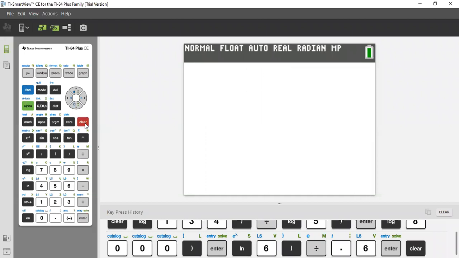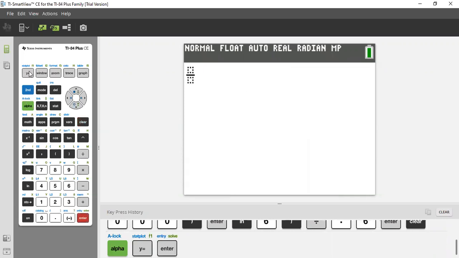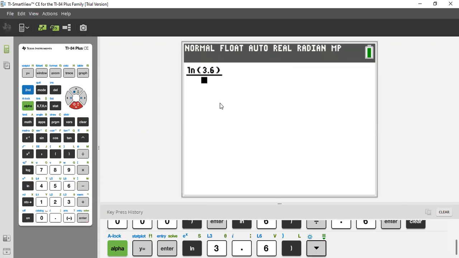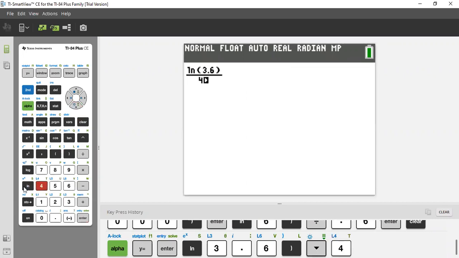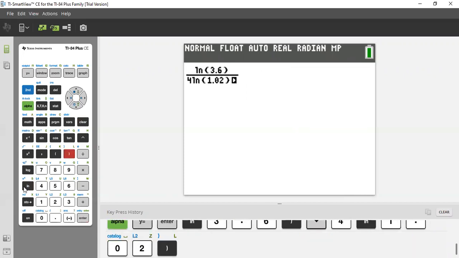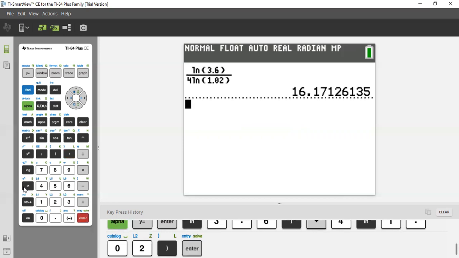Now, a couple little things. If you are using a grapher, you get to do alpha, y equals, and enter, and that will create a fraction for you. If not, you're just going to need to do a little bit of math for the top, some math for the bottom, and then go back and do the division. So I'm going to do my natural log of 3.6, and I'm going to close that. I'm going to move down to the bottom and do 4 natural log 1.02. Close that up. The calculator does know to keep those separated. So I get that that is going to take us 16.2 years, because again, it said to round to the nearest tenth of a year.